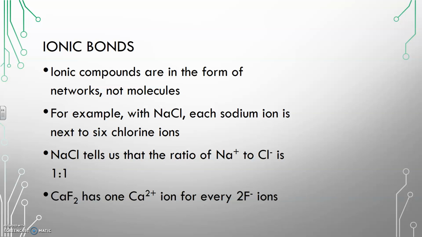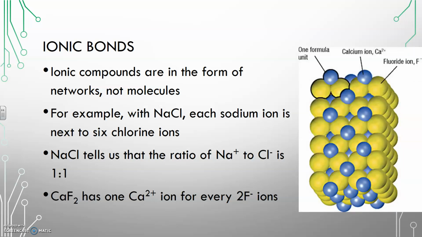For example, here we have CaF2. This tells us that we have 1 calcium and 2 fluorines. So there is 1 calcium ion for every 2 fluorine ions. It's a 1:2 ratio here.